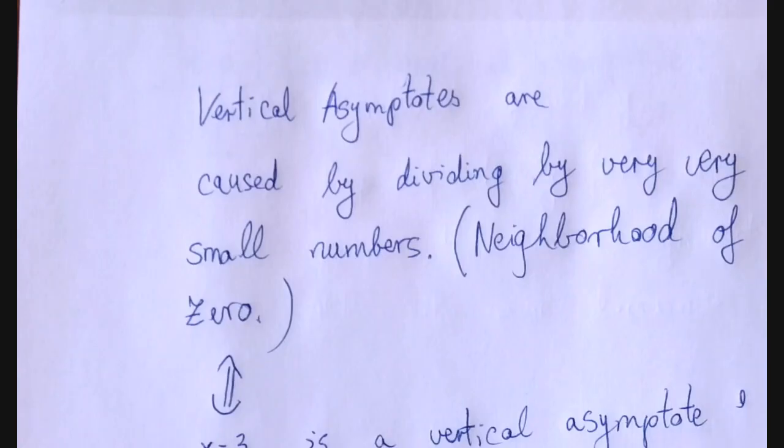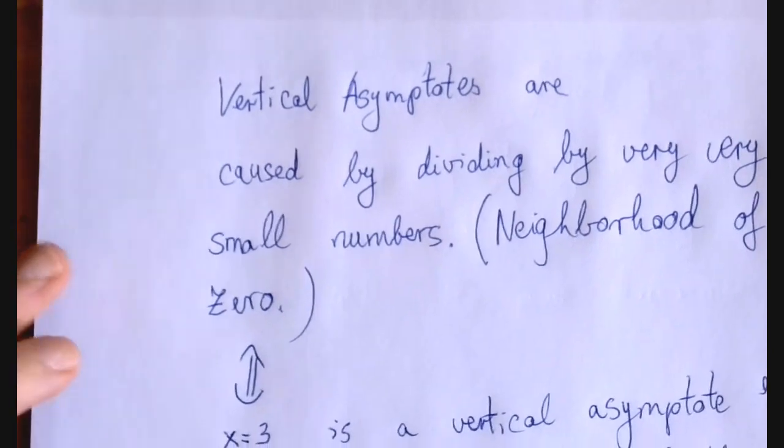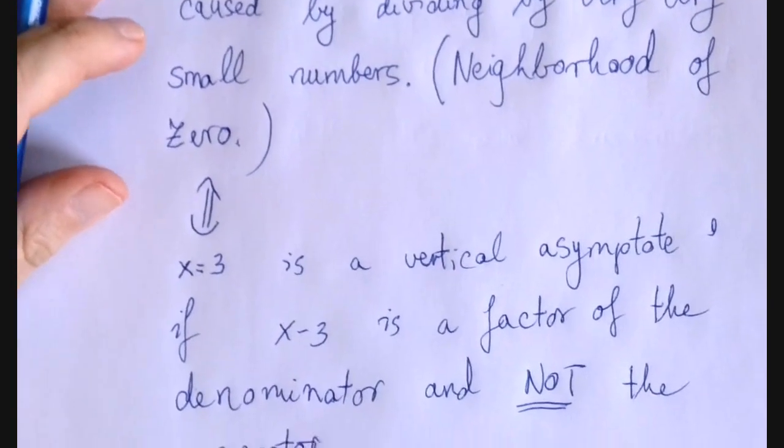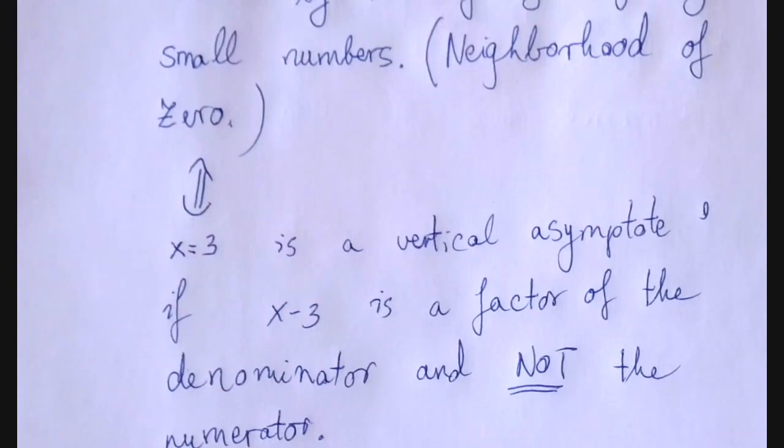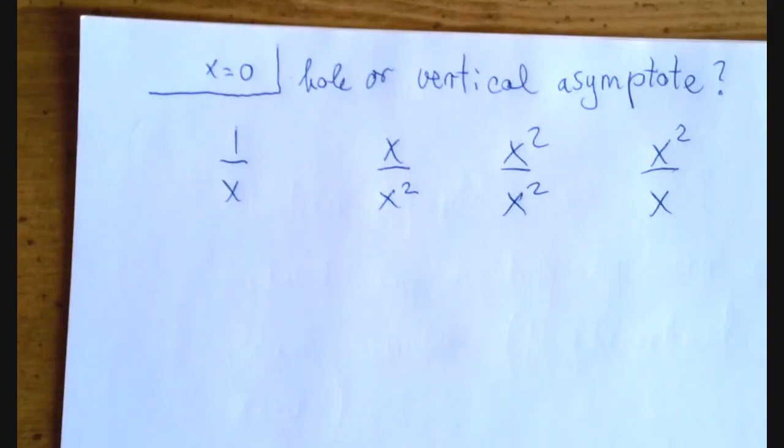Vertical asymptotes are caused by division by the neighborhood of 0. Those are really, really large numbers. So, for example, if x equals 3 is a vertical asymptote, then x minus 3 is a factor of the denominator. So how can we tell what is a vertical asymptote and what is a hole?